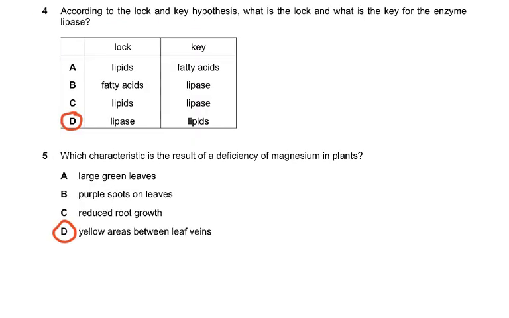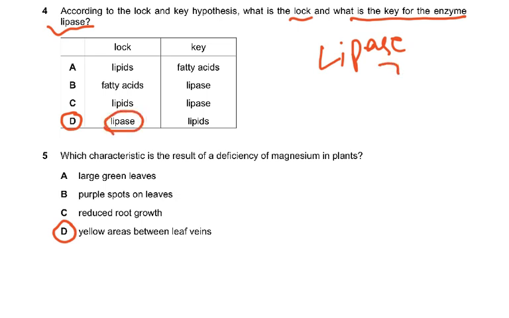Then coming to question number 4. According to the lock and key, what is the lock and what is the key for the enzyme lipase? Now, as you know, lipase would be the lock because that is the enzyme, and the enzyme is the lock and the key is the substrate. This is the key.